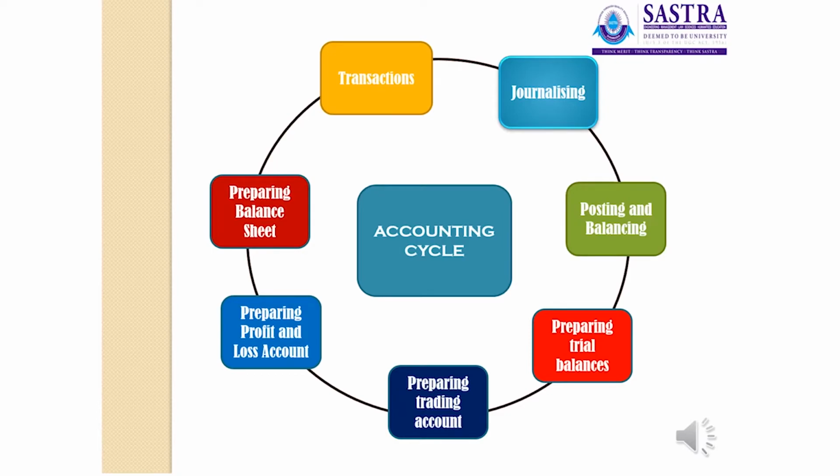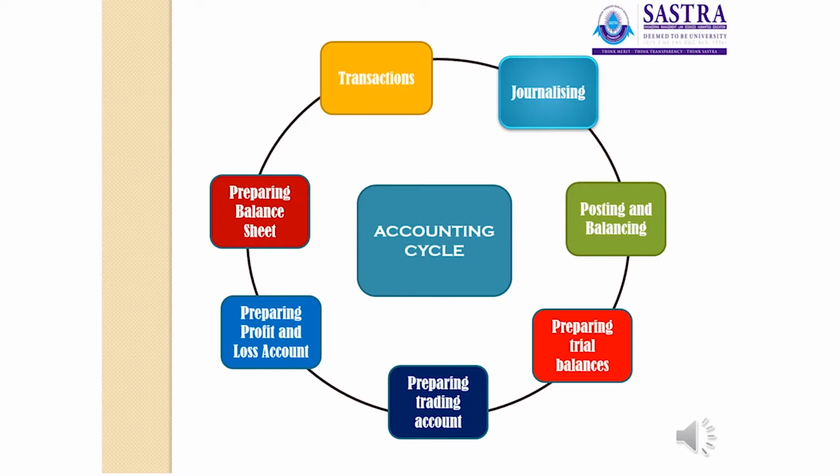Then second one is transferring the entries from the journal to the ledger, which is called posting. In the ledger, entries are made in each account after classifying them under the common heads. The difference between debit and credit column of ledger accounts is called balancing. Then next step is preparation of trial balance. On the basis of ledger balances, the financial statements are prepared.